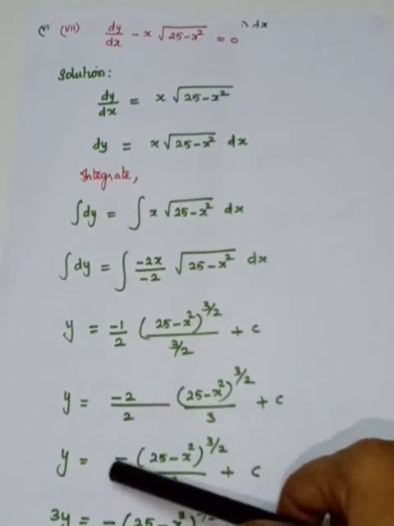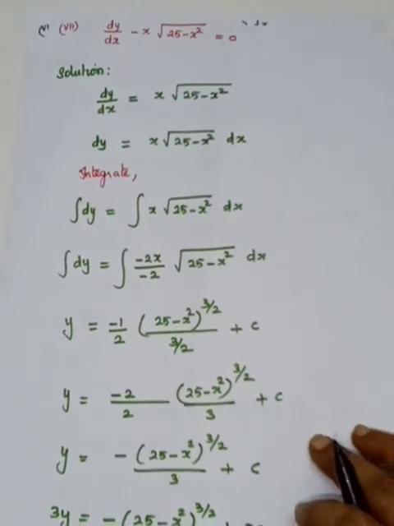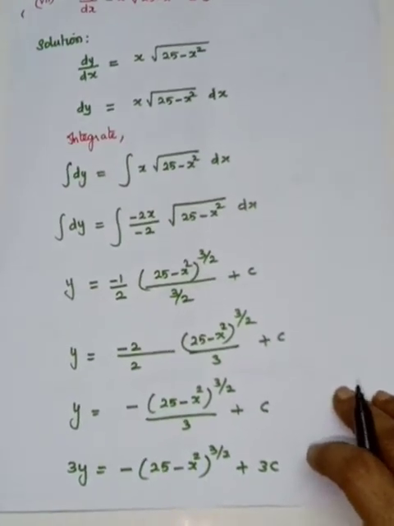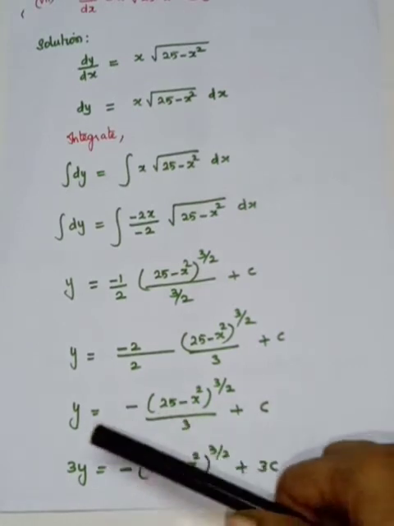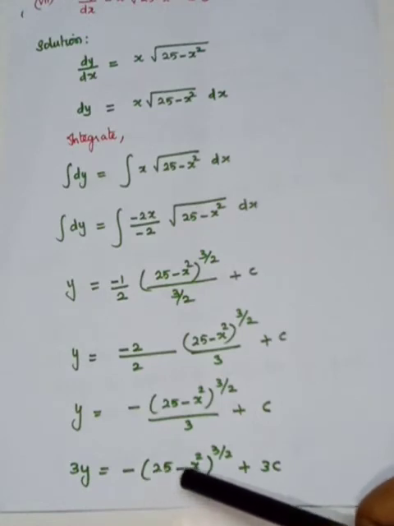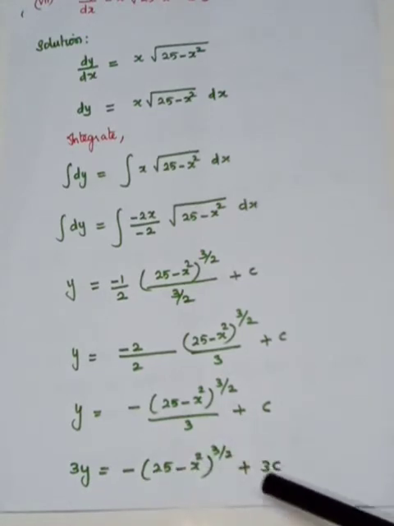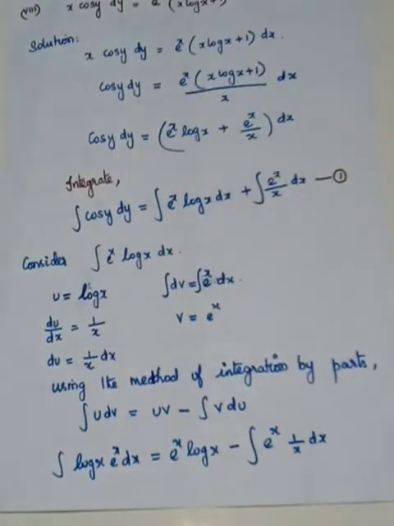So it is minus 25 minus x squared the whole power 3 by 2 divided by 3 plus c. So if you take LCM, the 3 will go to the left side. So it is 3y is equal to minus 25 minus x squared the whole power 3 by 2 plus c. So finally this 3c can be written as c. Okay. So we'll go to the 8th subdivision.